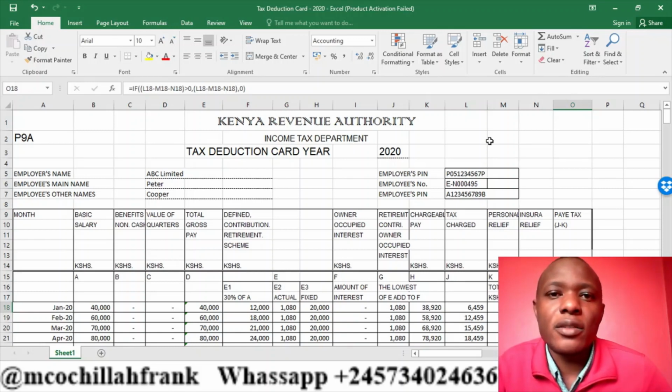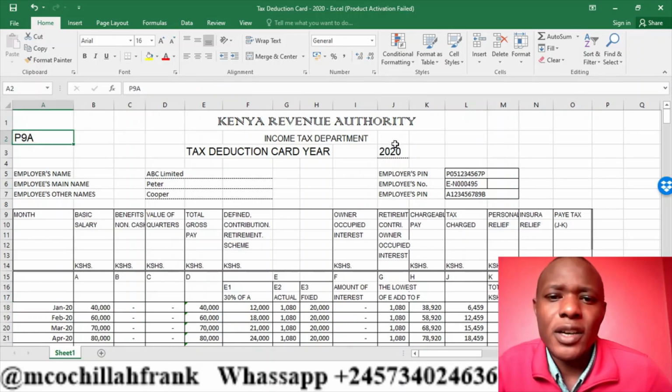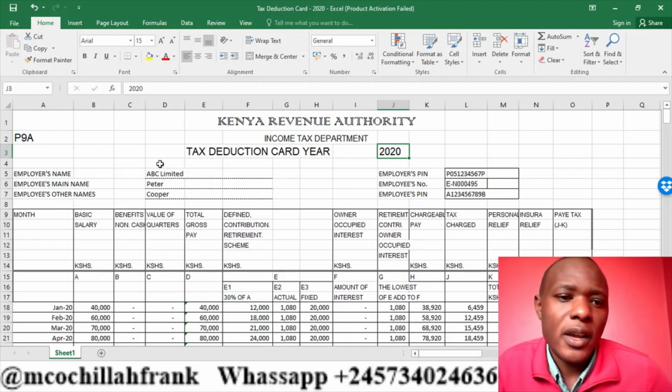This is what is called the P9 form or the tax deduction card. You use it to file your individual return if you were employed during the year 2020, like if you were employed from 1st of January 2020 to 31st of December 2020. It's a tax deduction card for the year 2020, and as you all know, we are required to file our individual return by the end of June 30th. So I have just added dummy names here.